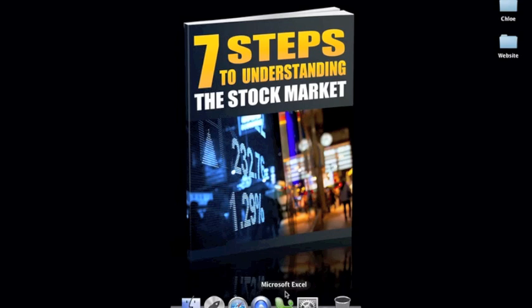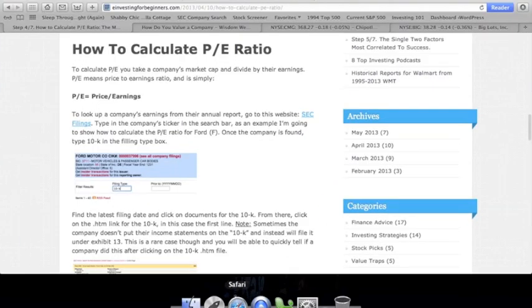Next, I'm going to show you how to calculate the PE ratio. So you can find this post on the website as well. Basically, it's real simple. PE, or price to earnings ratio, is calculated by taking the price, dividing it by the earnings. And so there are two different ways to do this. You can take total price divided by total earnings, which is what I did in this post here. You can see step 4 out of 7, how to calculate PE ratio.